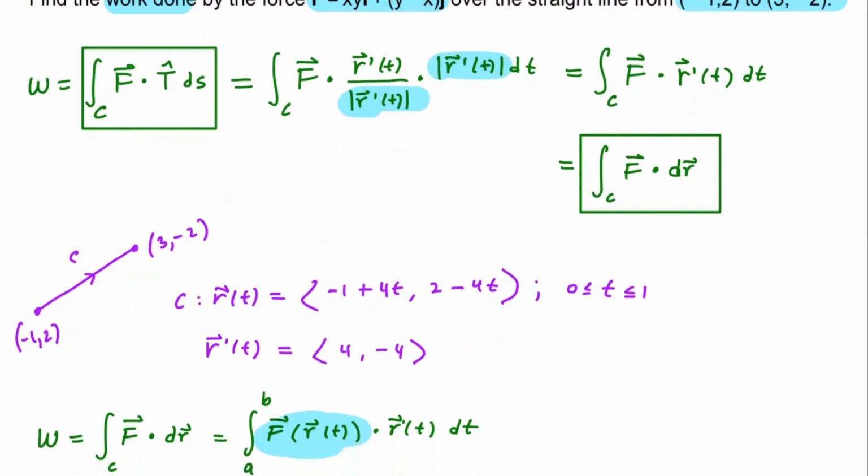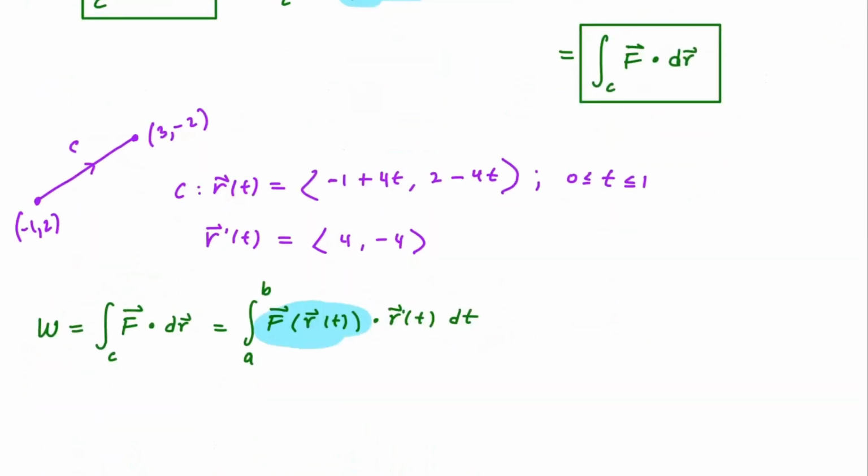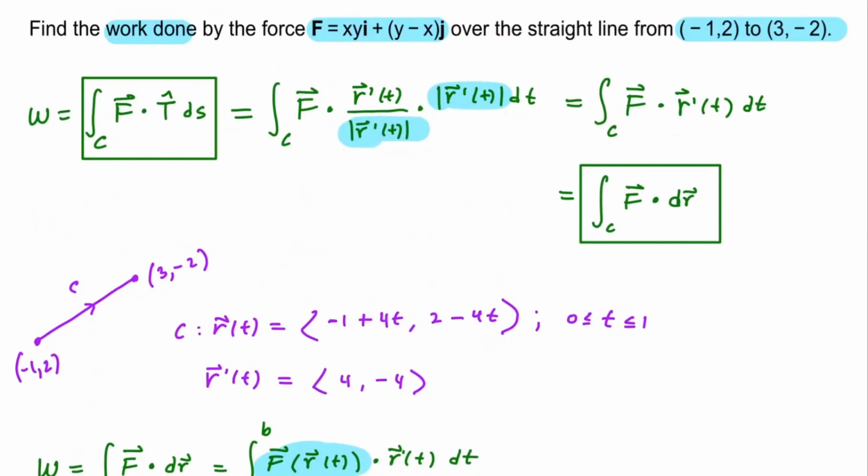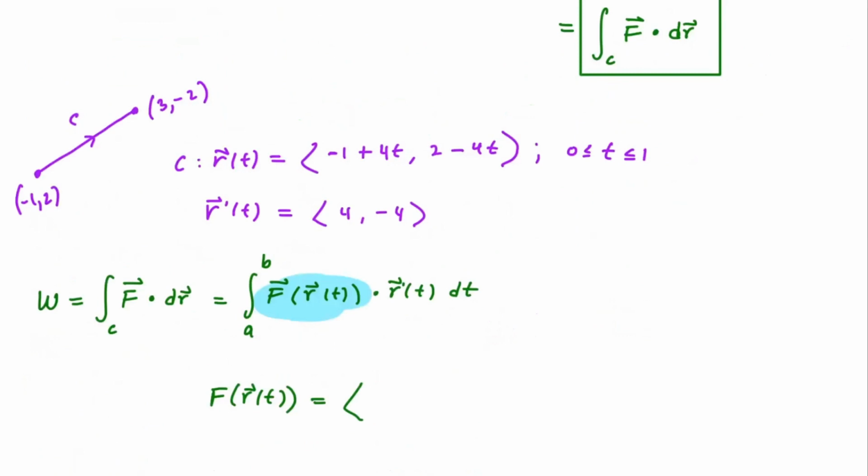So f of r of t. We know f is given as x times y in the i component. So the first component is x times y, which will simply be this times that. Remember, you're expressing everything in terms of t. So x times y is -1 plus 4t times 2 minus 4t.